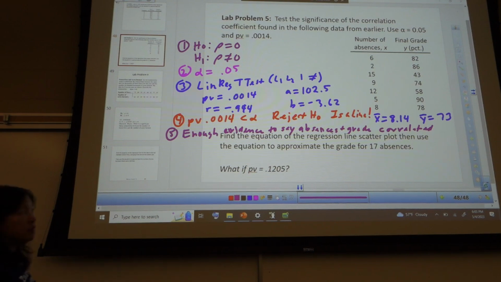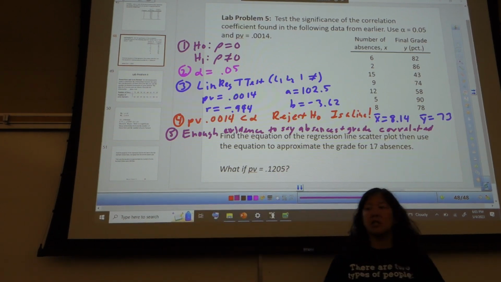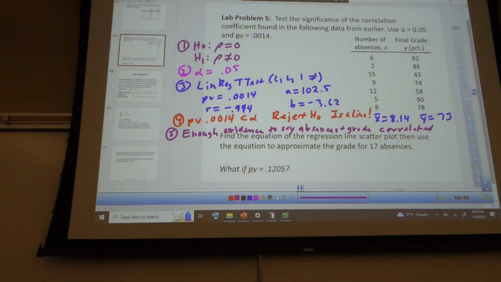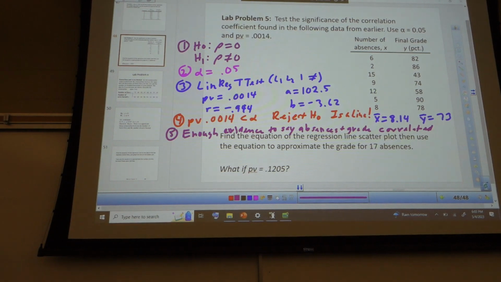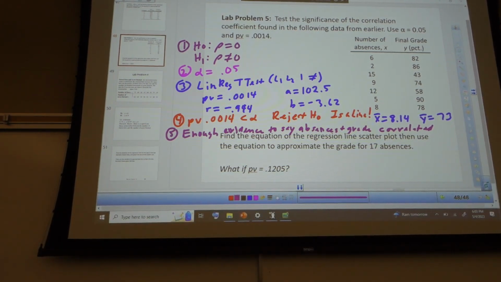Is it a line? Yes, because I rejected H naught, so I can use the line. What is the equation for the line? Y equals a plus bx. So I want you to find the equation of the line and use it to approximate the grade for 17 absences. I'll give you folks a couple minutes for that.